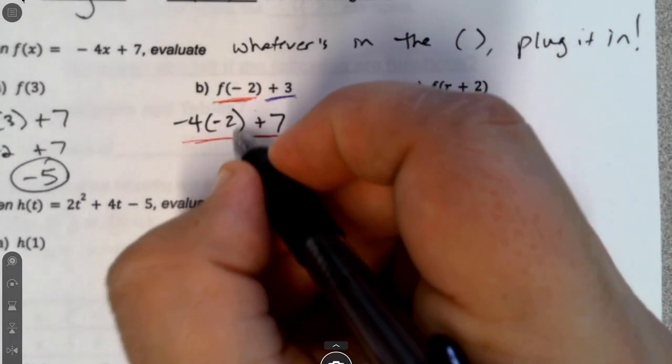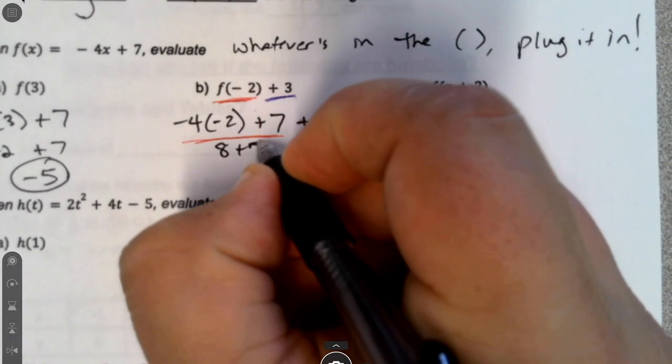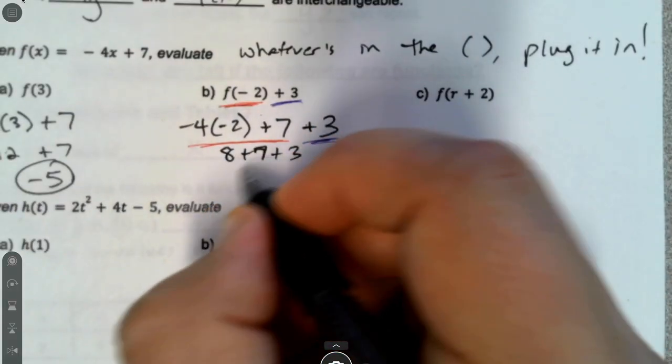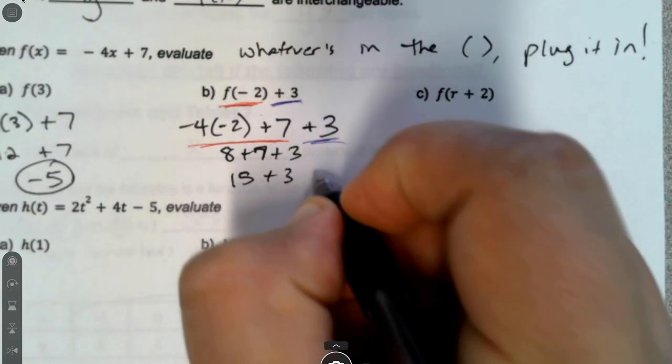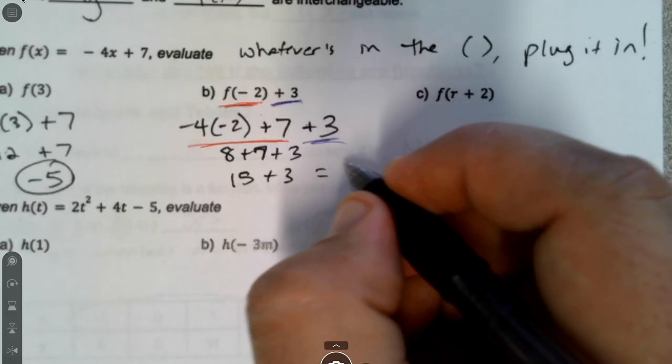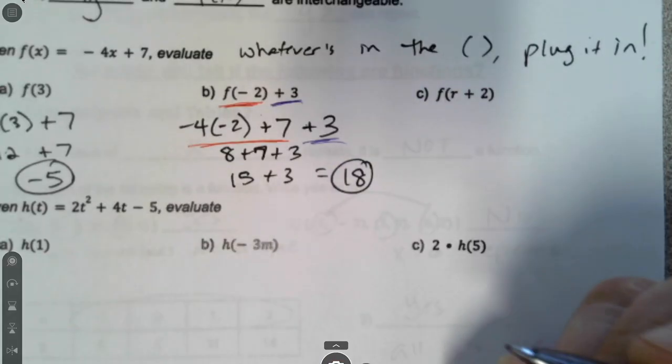So negative 4 times negative 2 is positive 8. 8 plus 7 is 15. 15 plus 3 is 18.